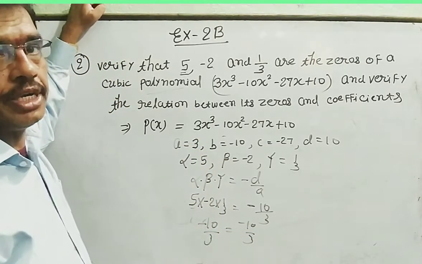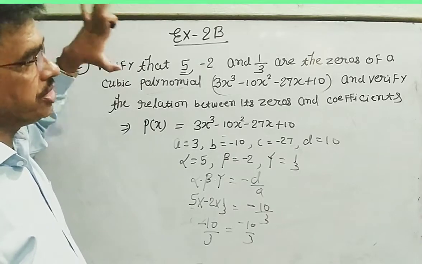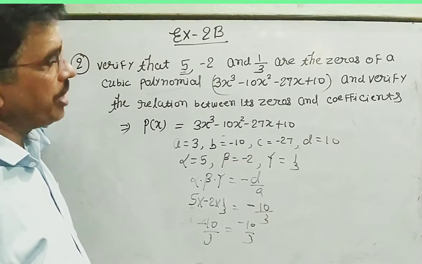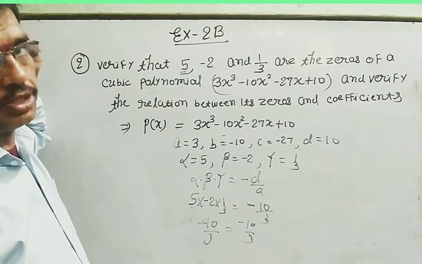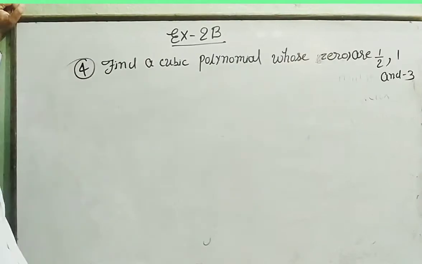So there are two conditions there. First, verify the zeros after putting the value of x, and next verify the relationship. So please solve the remaining questions.